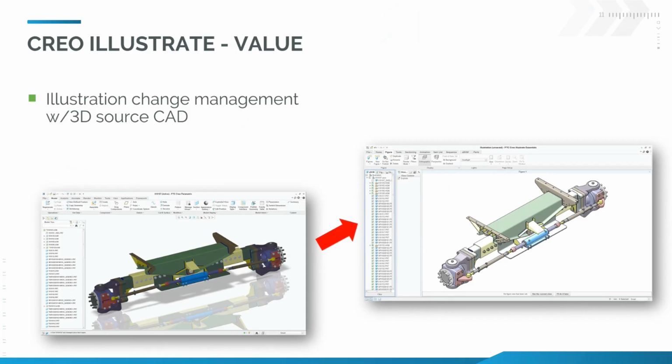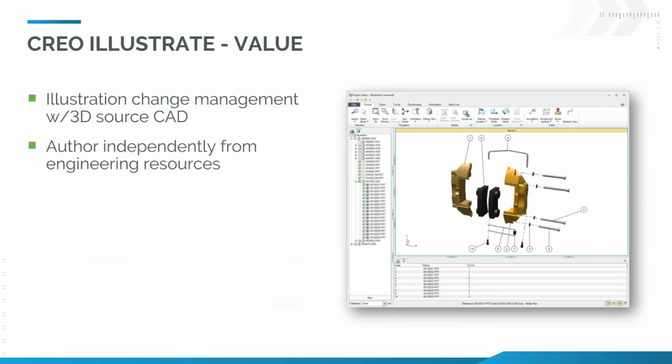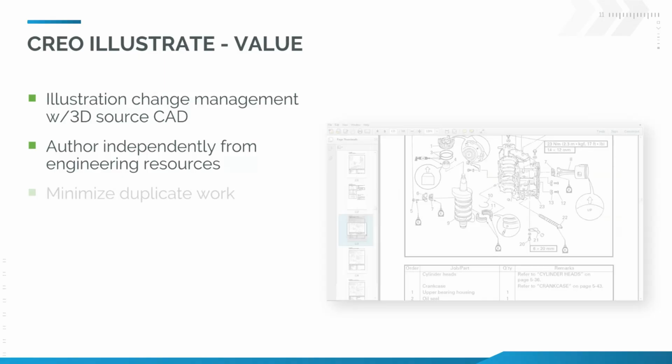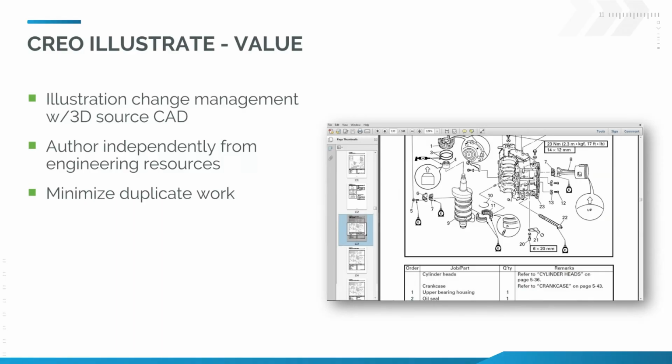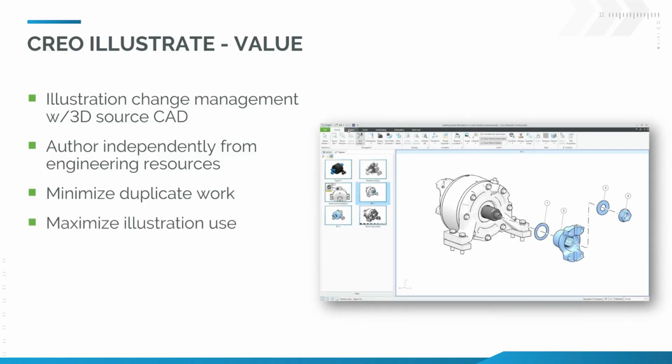Okay, so with that demonstration, hopefully you saw just a tiny bit of the real life value linked to using Creo Illustrate. Again, first and foremost, all of our illustrations are linked back to that one true 3D source. While still being linked, our illustrators are working confidently and independently, therefore freeing up engineering resources and hopefully minimizing potential duplicate work. All of that tied together should really maximize the use of illustrations for presenting any information to the end user.